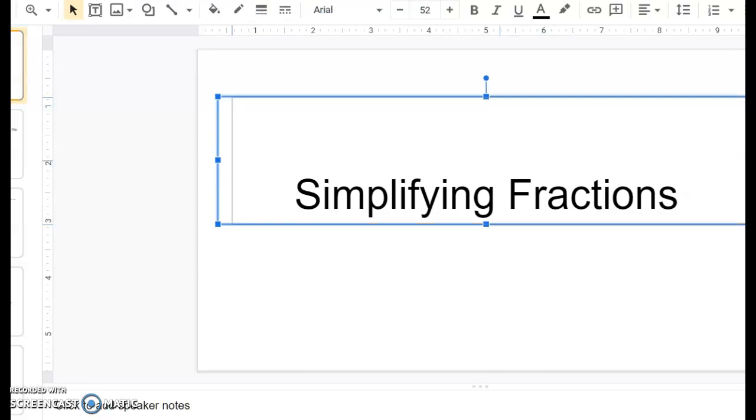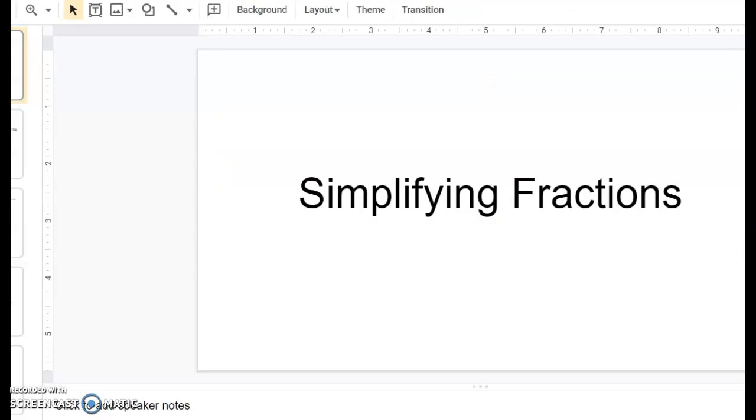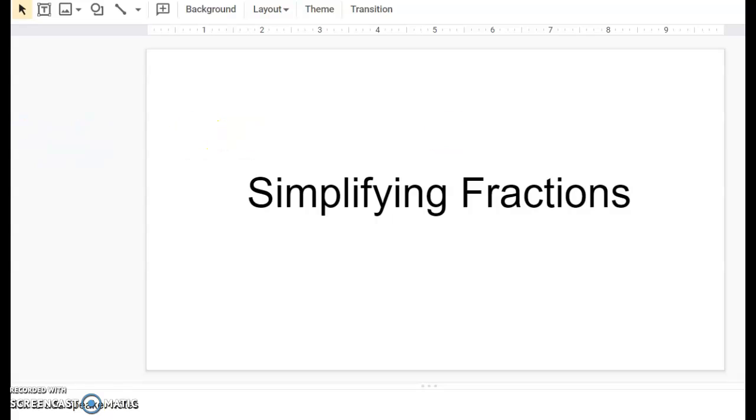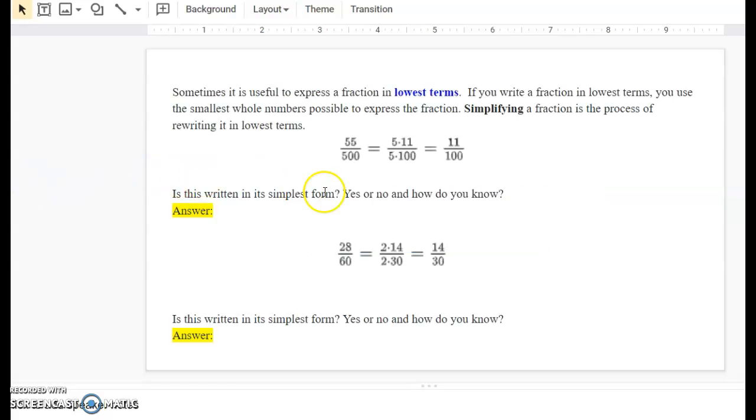Here's a look at today's assignment on simplifying fractions. The learning targets are: I can explain how two fractions are equivalent by using the giant 1, and I can write a fraction in its simplest or lowest form.